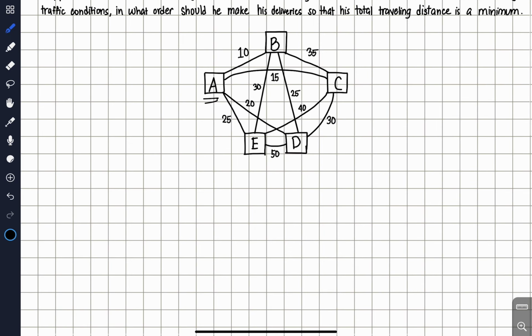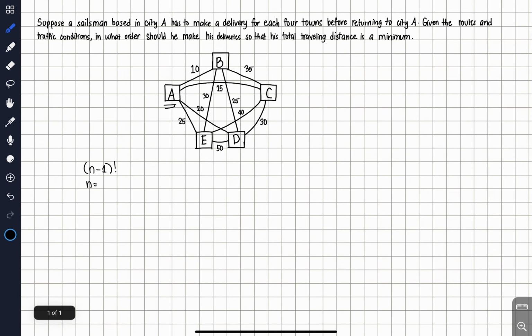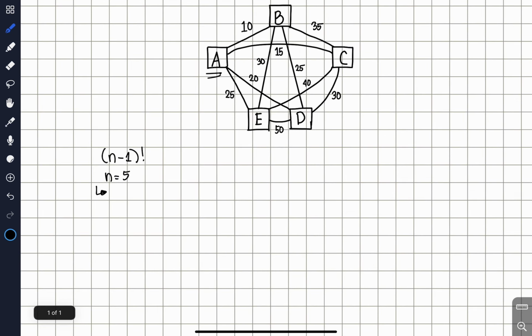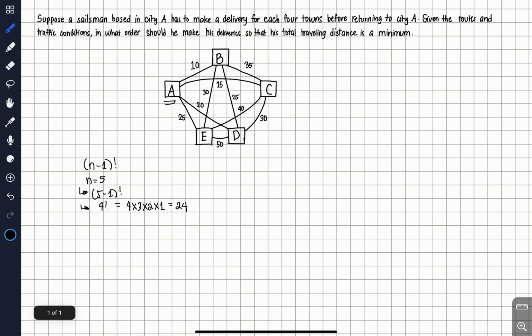Our permutations would come from n minus 1 factorial, where n is the total number of vertices in the figure. So we have 1, 2, 3, 4, 5. Substituting 5 into the equation, 5 minus 1 factorial. So 5 minus 1 is 4, so 4 factorial. 4 factorial means 4 times 3 times 2 times 1, which is equal to 24. So we have the initial 24 permutations.